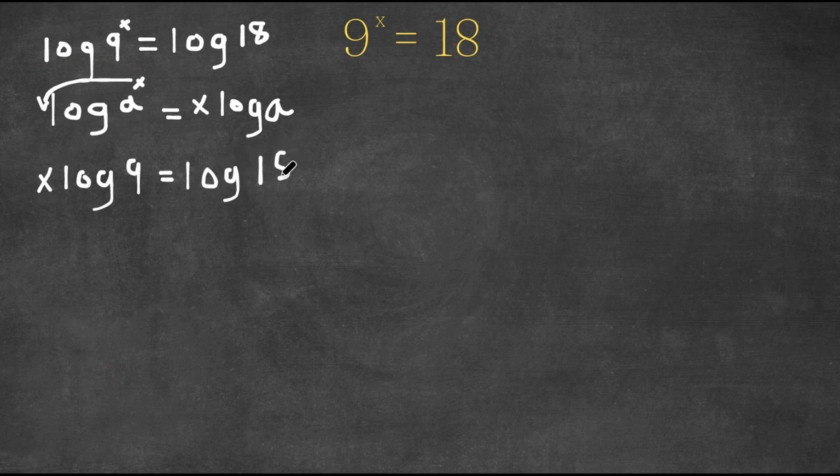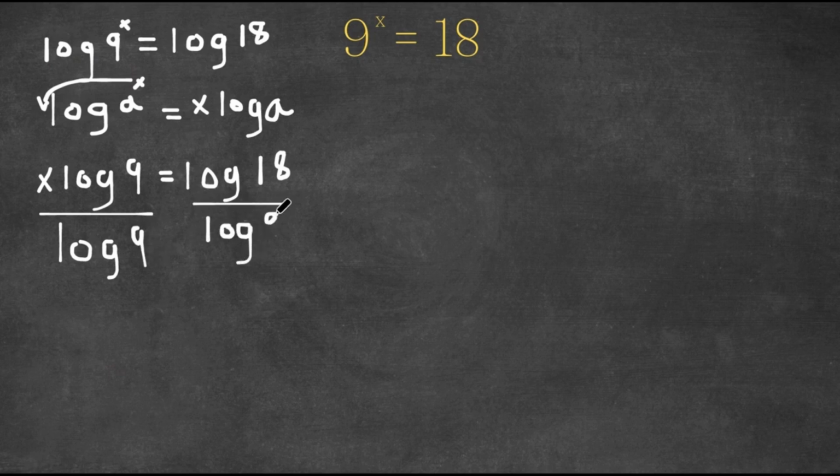And this is equal to log 18. Now, if I divide both sides by log 9, these two cancel out, and I get x is equal to log 18 over log 9, which is the same thing as log 9 times 2 over log 9.